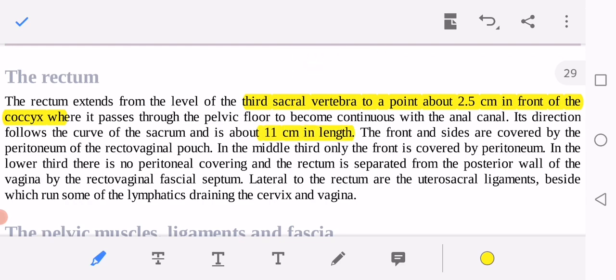In the upper third, the front and sides are covered by the peritoneum of the rectovaginal pouch. In the middle third, only the front is covered by the peritoneum. In the lower third, there is no peritoneal covering, and the rectum is separated from the posterior wall of the vagina by the rectovaginal fascial septum.